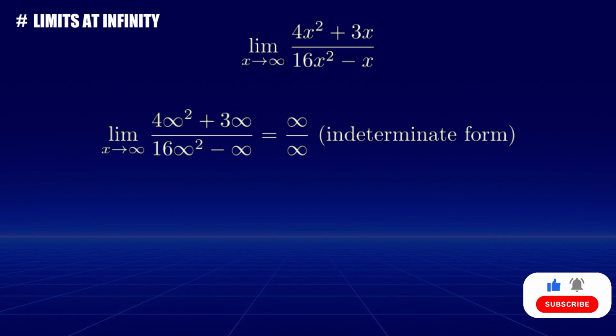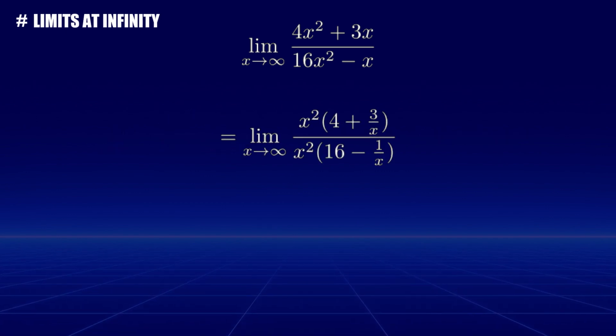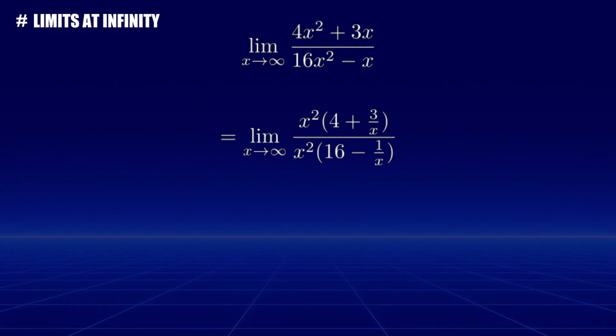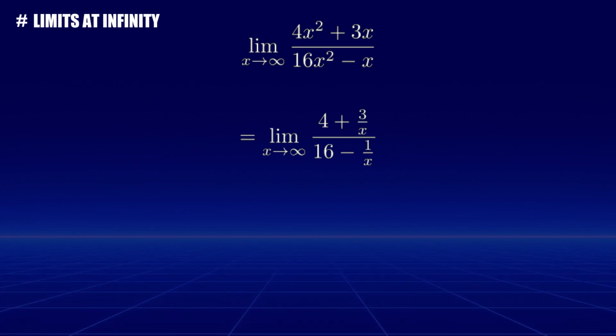So, we have to simplify the function by factoring out the highest power of x. In this case, after we factor out, we cancel the x squared term, and then we plug in infinity for x, which results in the following.